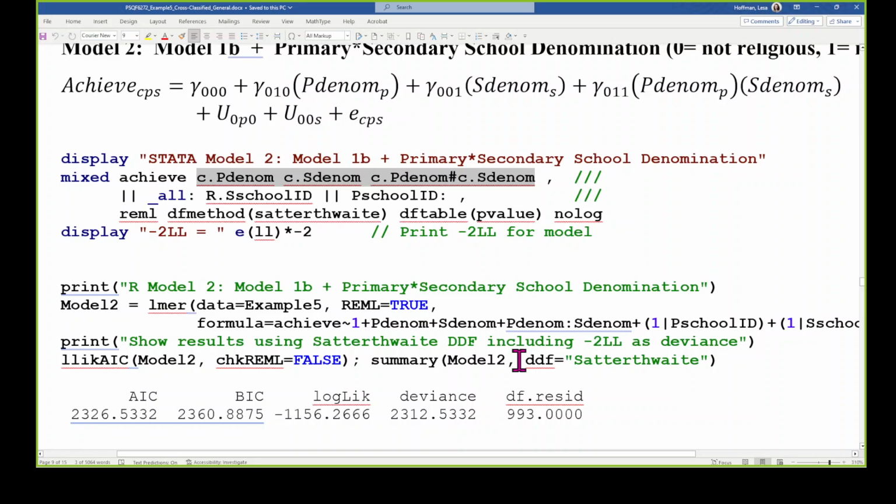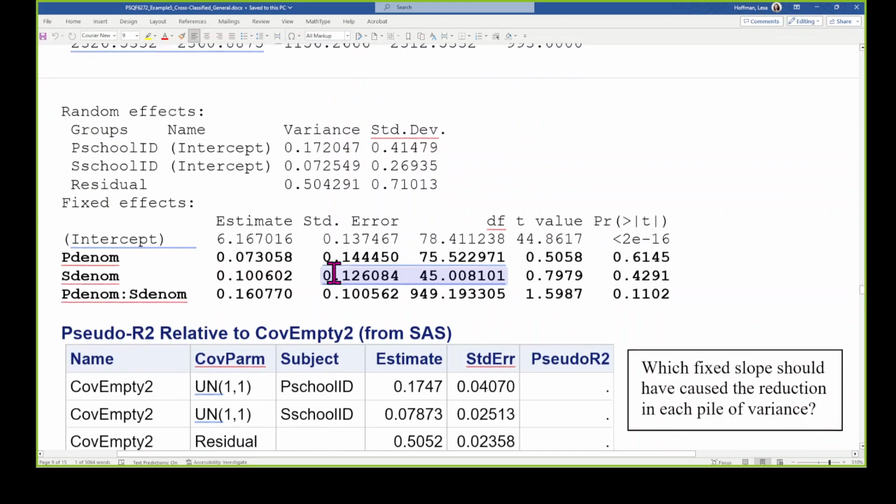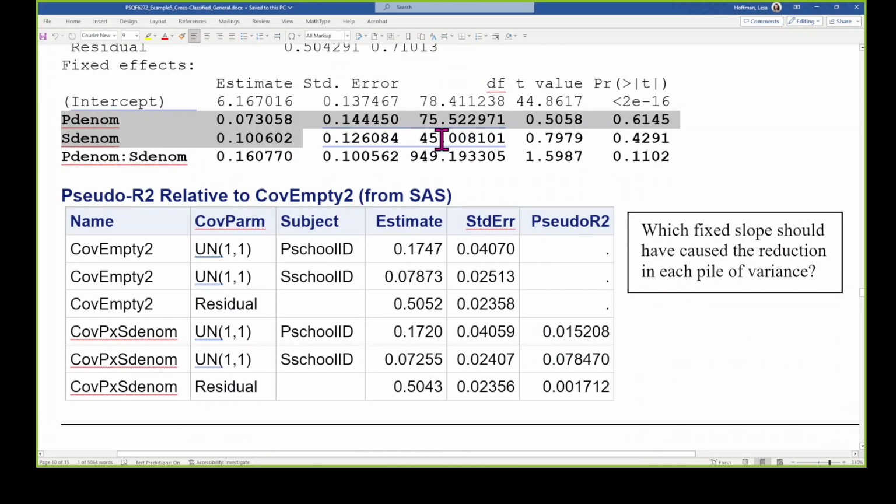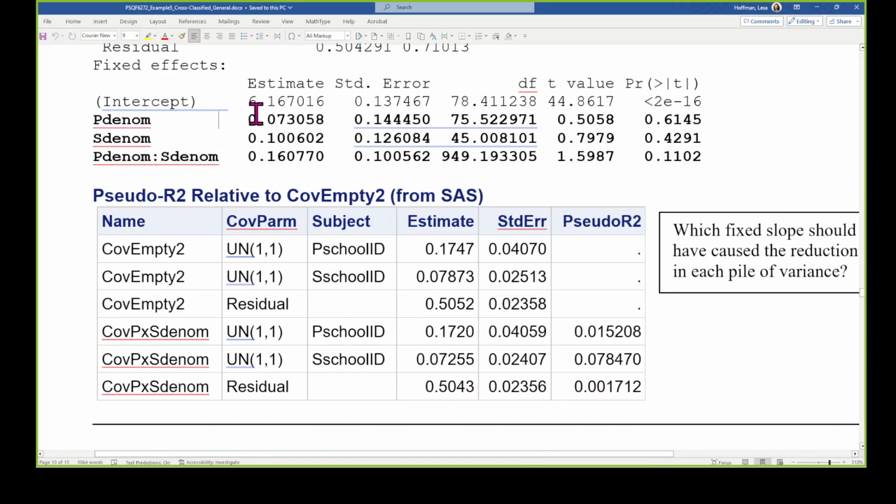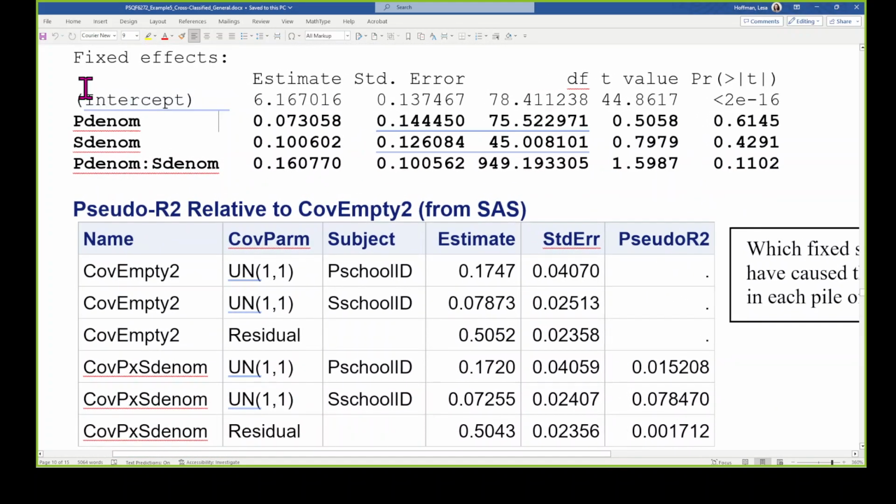So here are my 3 new fixed effects in SAS and in Stata. It looks like not a one of them matters, but we can practice interaction terms. So if I asked you, like in a homework, what's the simple slope of primary denomination for a secondary school that's not denominational? Is that in here, or do I have to add something to get it? What's the effect of primary school if secondary school is 0? The coefficient we have there, that 0.07. Yeah, that's that one, because the interaction would drop out if secondary is 0.